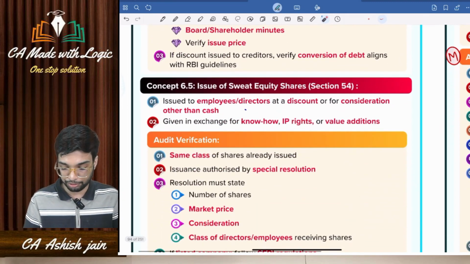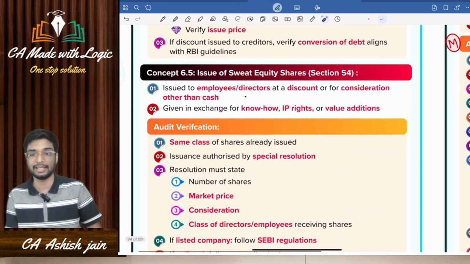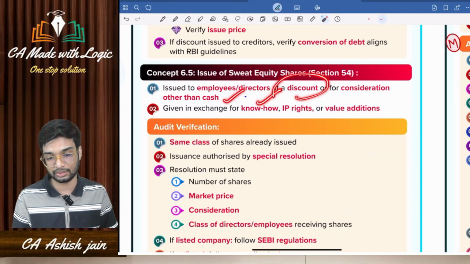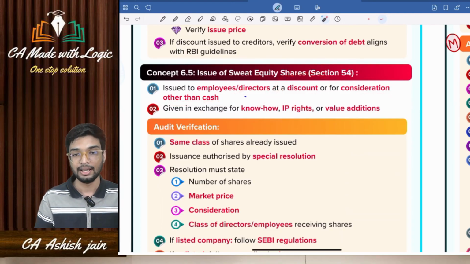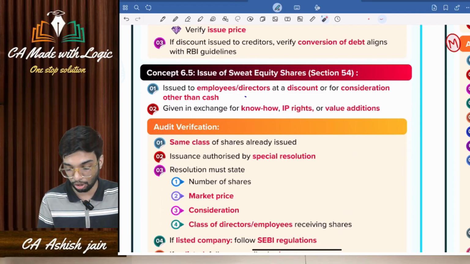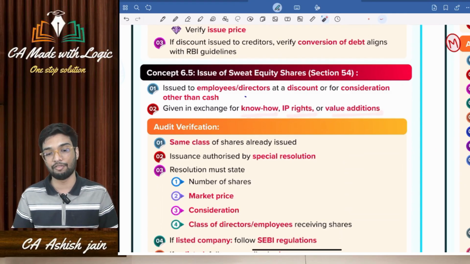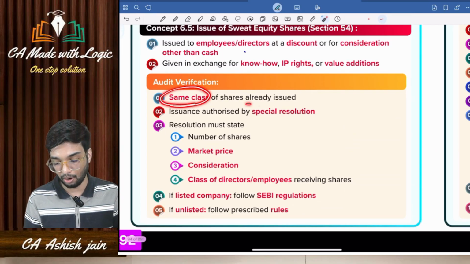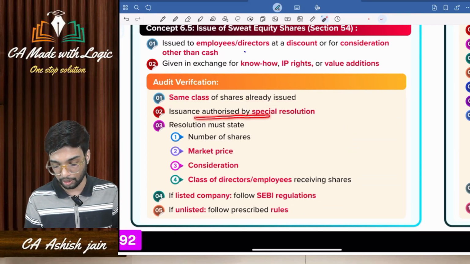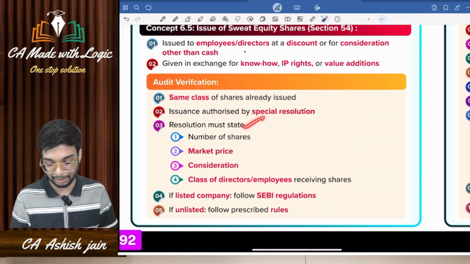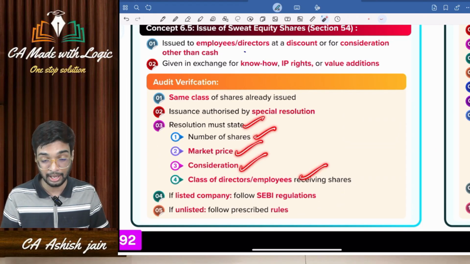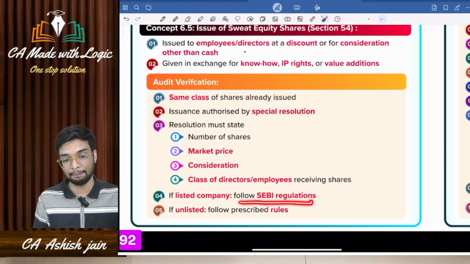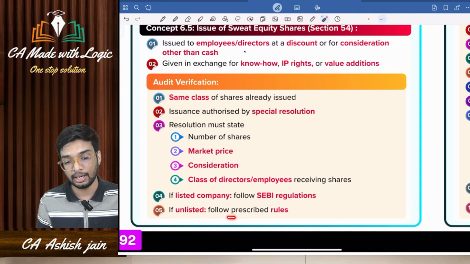Then comes issue of sweat equity shares. Sweat equity shares are nothing but ESOPs. Sweat equity shares are issued to employees and directors at a discount or for a consideration other than cash, in exchange of know-how, IP rights and value additions. The audit procedure: the same class of shares must already be issued. The special resolution authorizing the issue must state the number of shares, market price, consideration, and class of directors and employees. A listed company has to follow the SEBI regulations, and an unlisted company has to follow the rules.